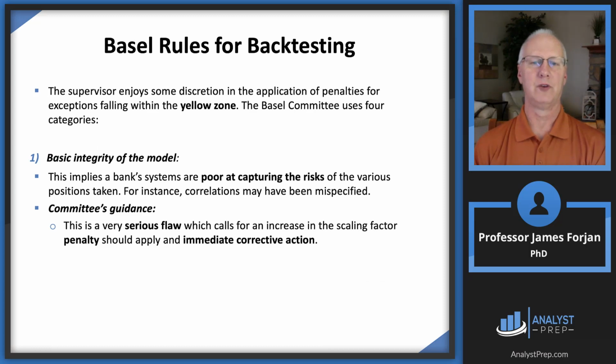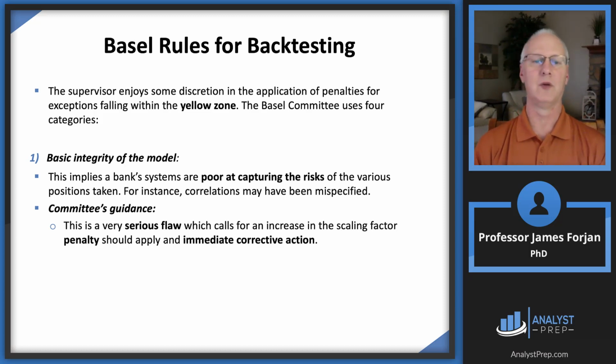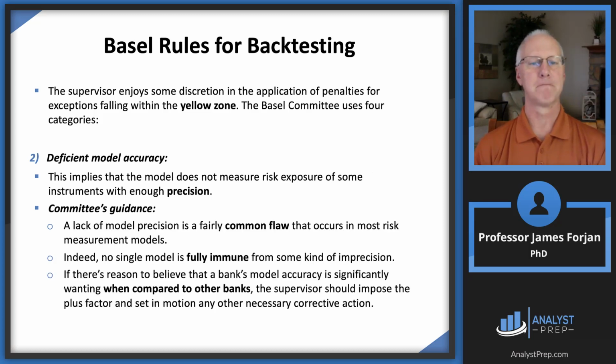Now, the committee uses 4 categories to try to figure out what's going on in that yellow zone. So we'll go through these 4 models. Let's look at the basic integrity of the model. Are the bank systems poor at capturing the risks of various positions taken? Of course, this could be because correlations have been misspecified, or there could be some other reason as well. The guidance here is this is a serious flaw, and so immediate corrective action is necessary.